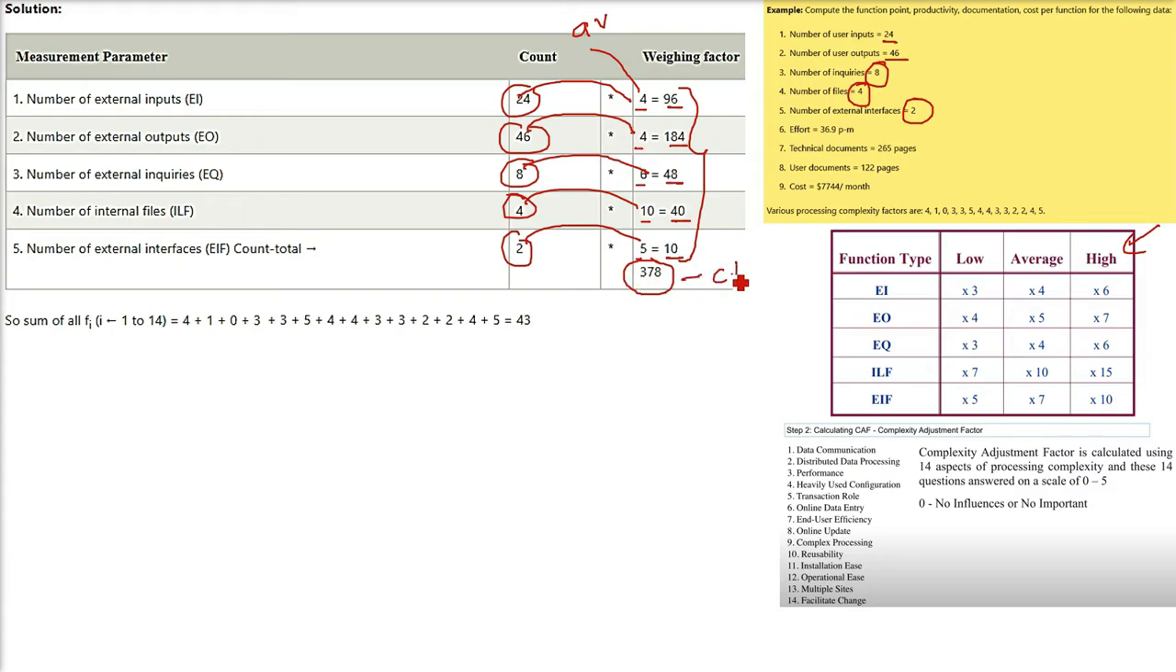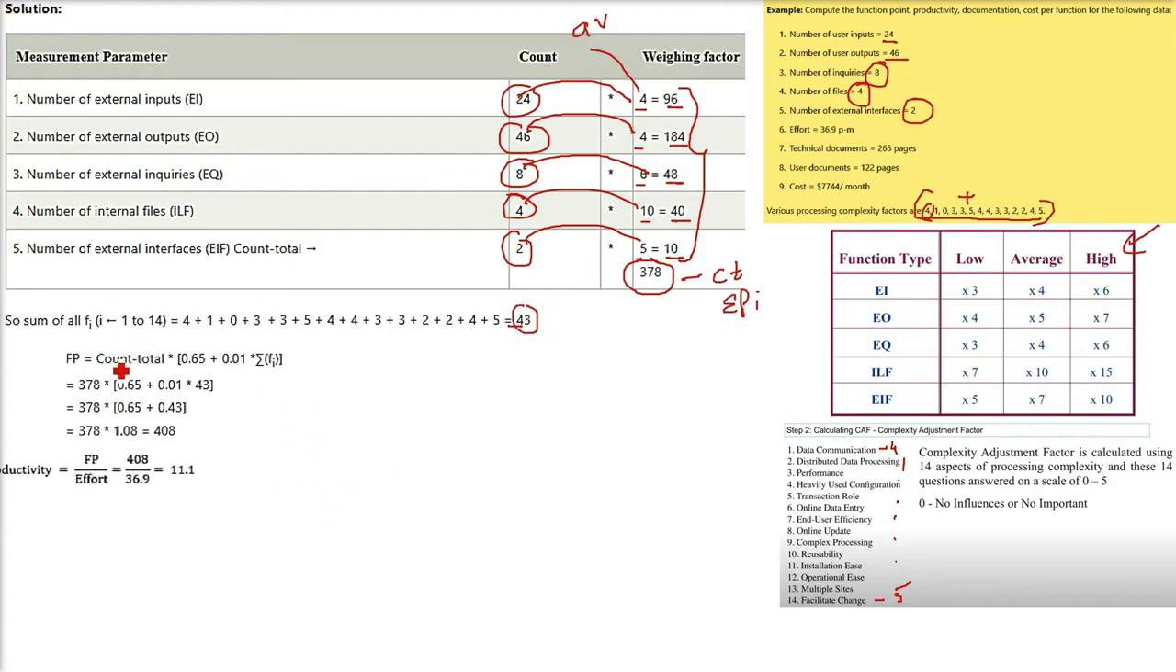So the count total is known. How do we know sigma fi? Because the values are already given. We don't have to give a number from 1 to 14. Otherwise we would have given 0 to 5 ordinal values to each of these 14 factors, and then we would have just added them. These values, 4, 1, 5 like this, are already given in the question. So we'll just add them, and when we add them, we get 43. Don't go into the computation detail, just know how we do it. 43 is there. Count total is 378.